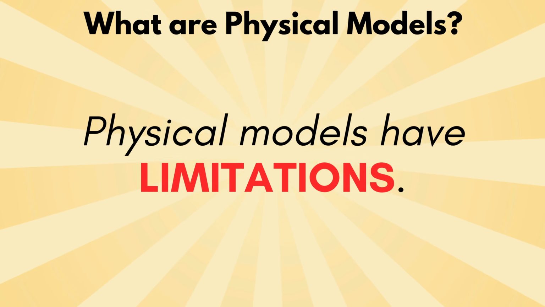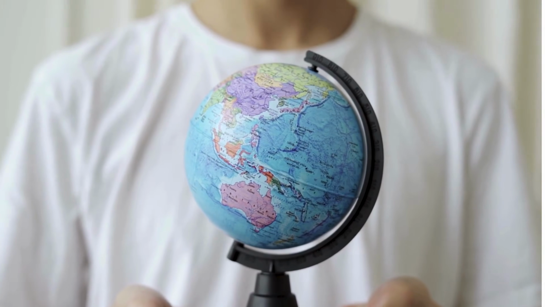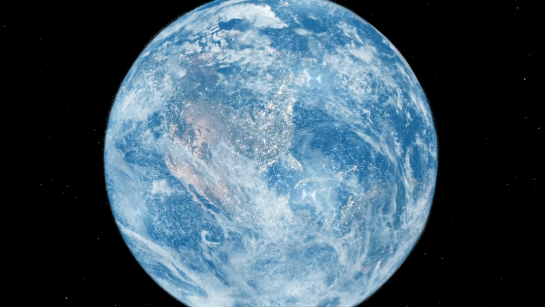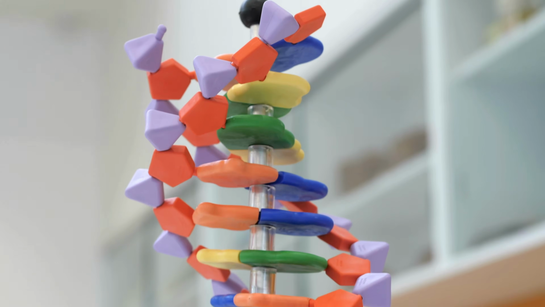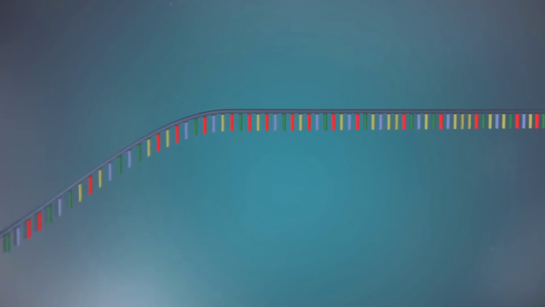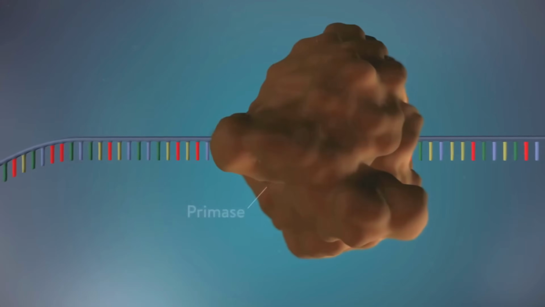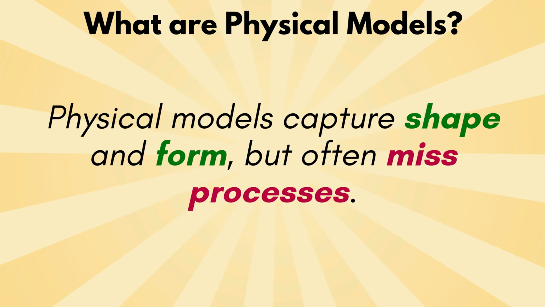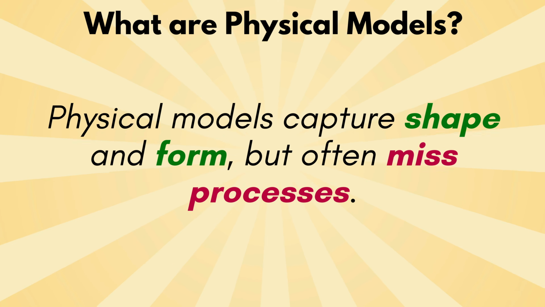But they also have limits. A globe shows continents and oceans, but not climate patterns or time zones. The DNA model shows structure, but not how DNA copies itself or how genes are expressed. So physical models capture shape and form, but often miss processes.